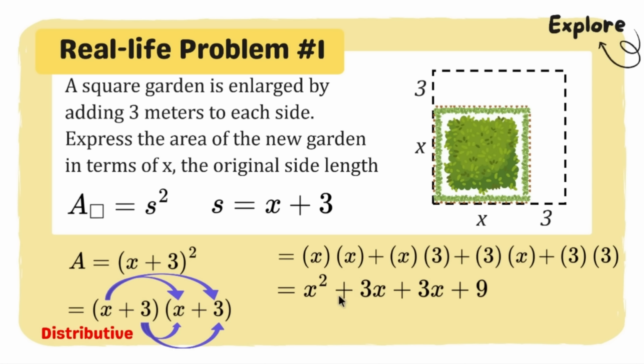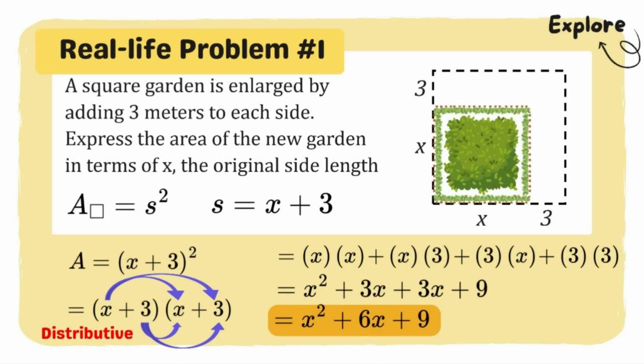Let's simplify this. We have x times x, which is x squared. X times 3 is 3x. 3 times x is 3x. And then 3 times 3 is 9. Can we see similar terms? Yes, we have here 3x and then another 3x. We can combine these two, kaya magiging 6x. Therefore, our final answer is x squared plus 6x plus 9.